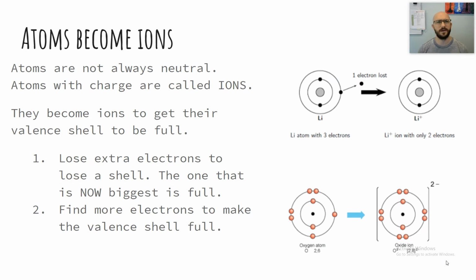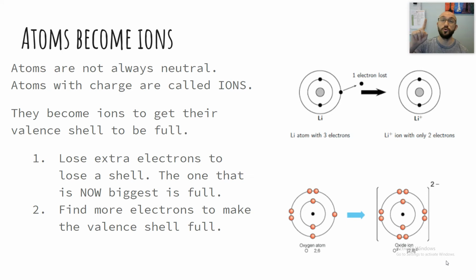The reason they become ions is because atoms don't want their valence shell, the biggest orbital, to be half filled or partially filled or almost fully filled. They either want it empty or completely filled. Let's look at lithium. Lithium has 3 electrons, 1 valence electron.